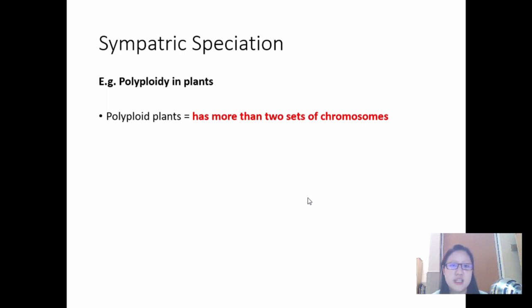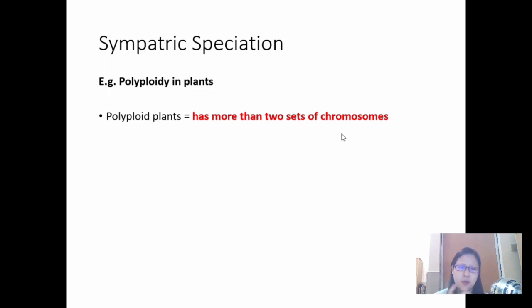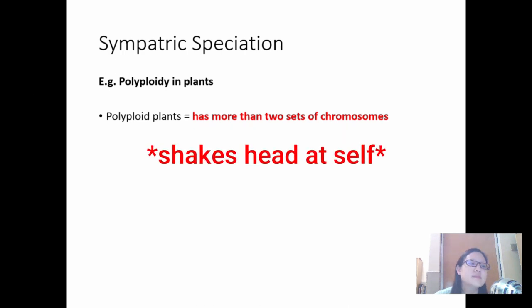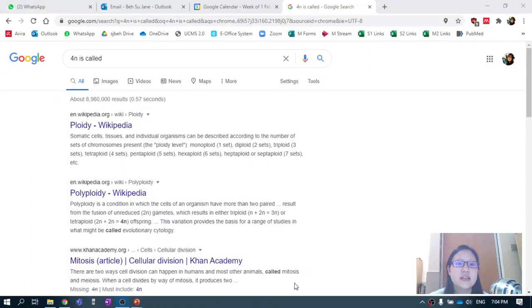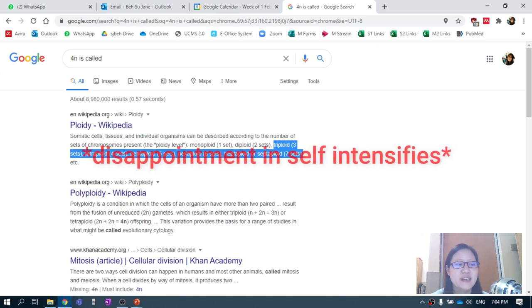So let's look at polyploidy in plants. Polyploidy in plants just means that the plant has more than two sets of chromosomes. So far you've learned haploid, which is one set of chromosomes, diploid, which is two sets of chromosomes. And anything more than two sets of chromosomes, we call a polyploid. There are specific ones like triploid, tetraploid, pentaploid, hexaploid, but anyway, all those that are larger than two sets of chromosomes are all called polyploids.